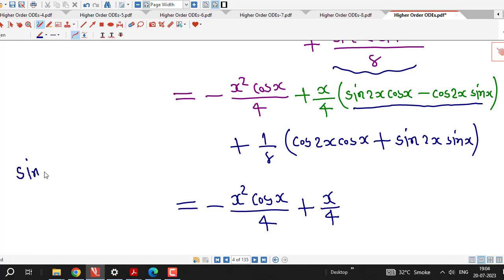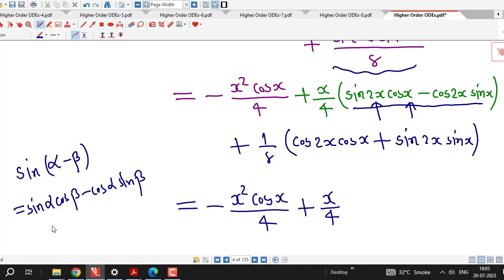If you recall the formula of sin alpha minus beta, then we have sin alpha cos beta minus cos alpha sin beta, and if you take alpha equal to 2x and beta equal to x, I will have sin 2x cos x minus cos 2x sin x, that is, this is nothing but sine of 2x minus x.